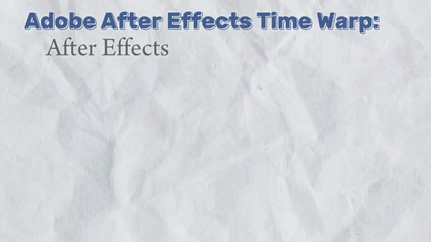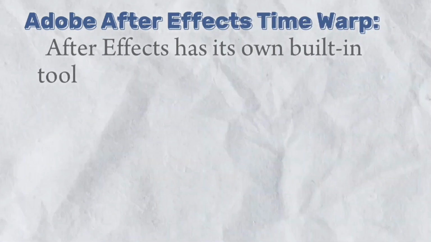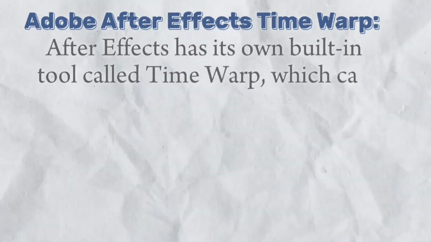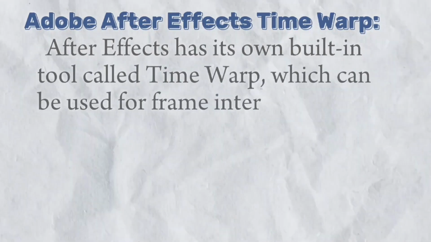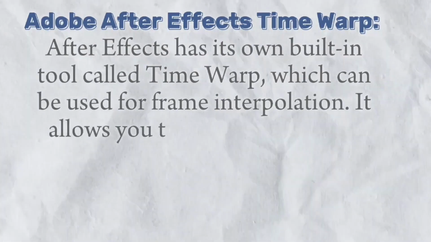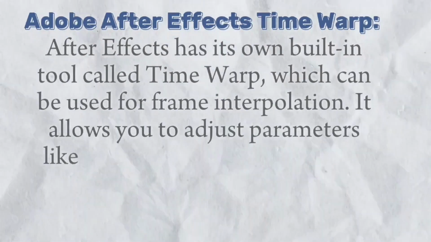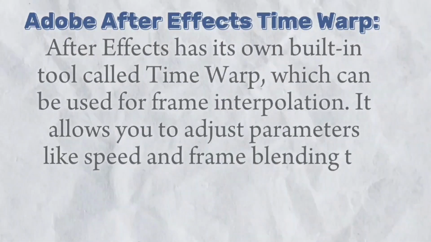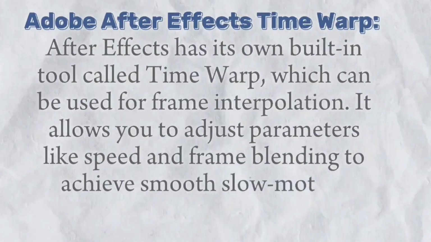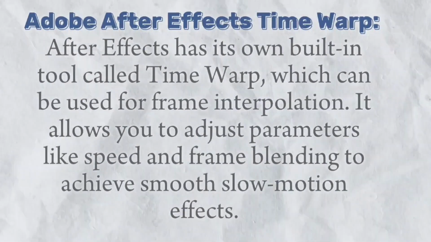Here are some alternatives. Adobe After Effects Time Warp. After Effects has its own built-in tool called Time Warp, which can be used for frame interpolation. It allows you to adjust parameters like speed and frame blending to achieve smooth slow motion effects.